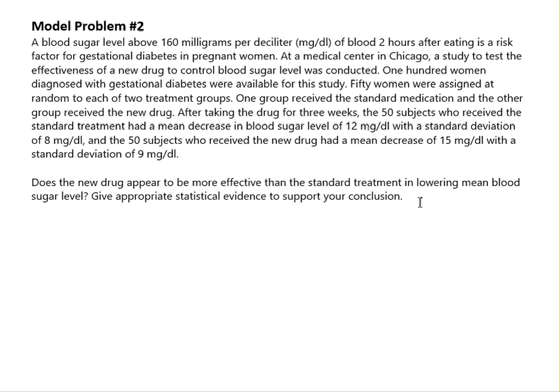So this one is going to be, let's read a little bit more. After taking the drug for 3 weeks, the 50 subjects who received the standard treatment had a mean decrease. So this is where I'm going to be getting my information from. The women who took the standard drug had a mean decrease in blood sugar of 12 and a standard deviation of 8. The 50 subjects who received the new drug had a mean decrease of 15 and a standard deviation of 9. So we want to know, does the new drug appear to be more effective than the standard treatment in lowering mean blood sugar level? Give appropriate statistical evidence to support your conclusion.